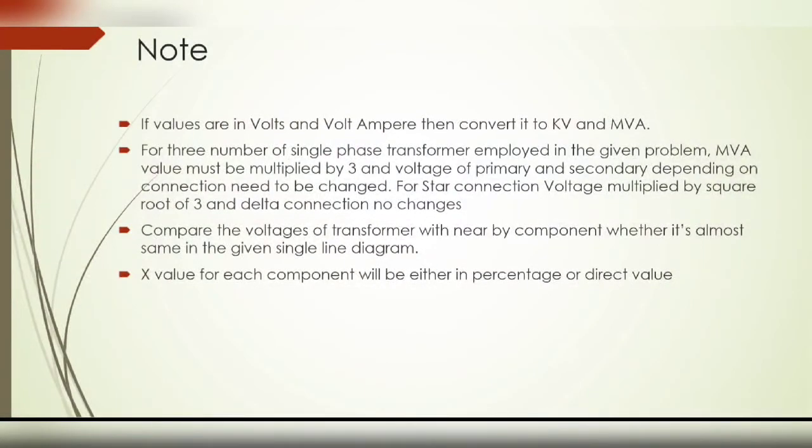Next, for 3 single phase transformers employed in the given problem, the MVA value must be multiplied by 3, and the voltage of primary and secondary, depending on the connection, whether it is star or delta, needs to be changed. For star connection, voltage has to be multiplied by square root of 3, and for delta connection there is no change. And the next one is to compare the voltages of the transformer with the nearby component, whether it's almost the same in the given single line diagram.